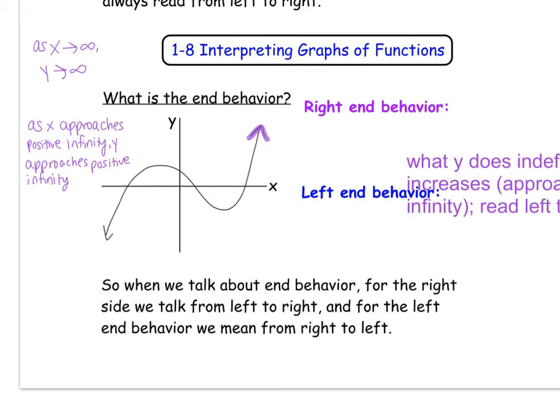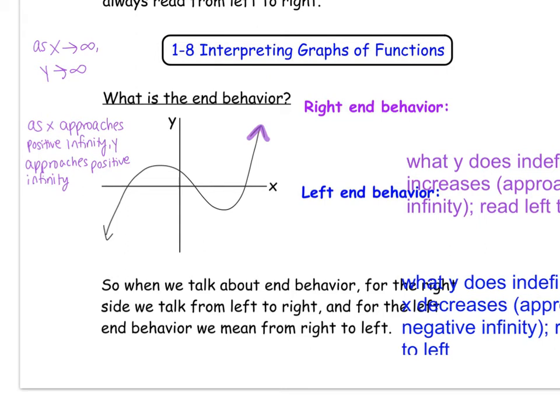Then for the left end behavior, our definition is what y does indefinitely as x decreases, so approaches negative infinity. And this time we read from right to left, so that's different. Now we're going backwards on the graph. So it goes down, up, and then down. That last direction is the end behavior, so it approaches negative infinity. The y value is going to get smaller and smaller as x gets smaller and smaller. So again, we're going to write it just like we did before: as x approaches negative infinity, y approaches negative infinity.